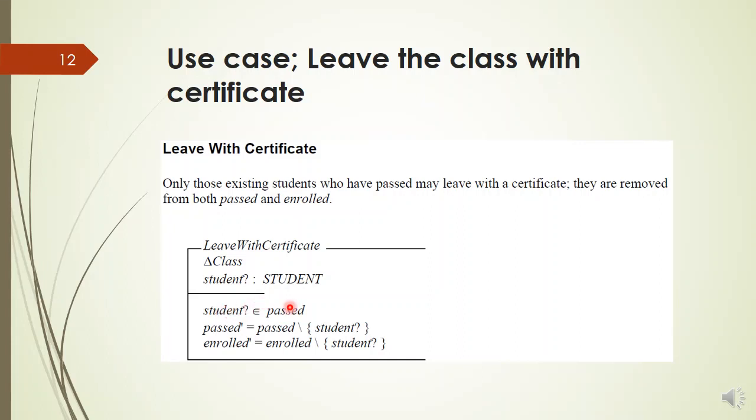The reason is that passed set is a subset of enrolled set. Therefore, student member of passed set must be the member of enrolled set. Therefore, there is no need to mention that input student is a member of enrolled set. Now there are two post condition predicates, that student leaving the class would be subtracted from the pass set as well as subtracted from the enrolled set.